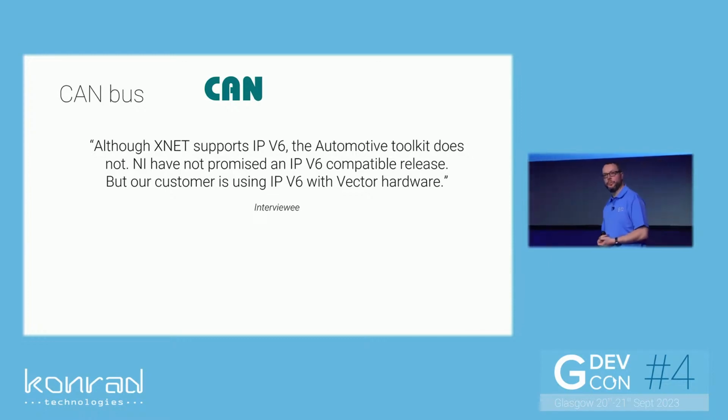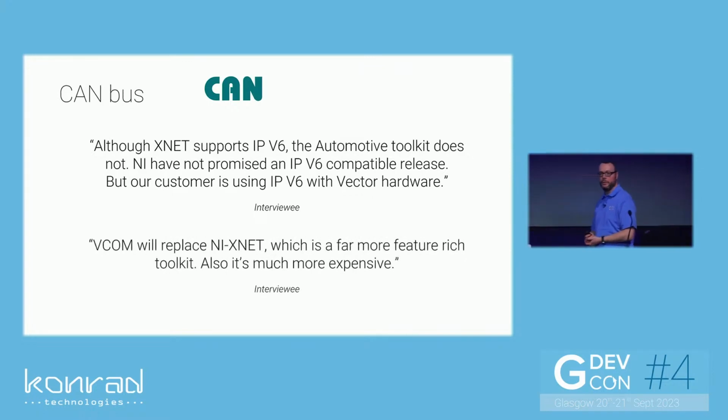IPv6 apparently is a problem. XNet supports it, but the automotive toolkit does not. NI have not promised a v6 compatible release. However, our customer is already using it, and they're doing it with different hardware. Now, Vector is another manufacturer of CAN interface equipment. So that's a competitor. So we need to keep up with that.